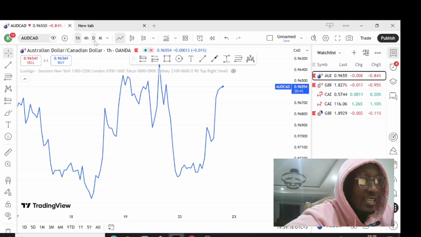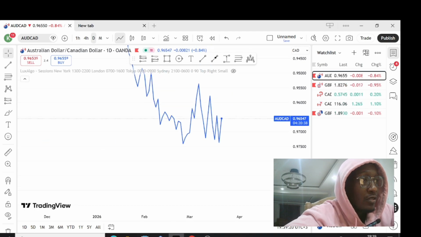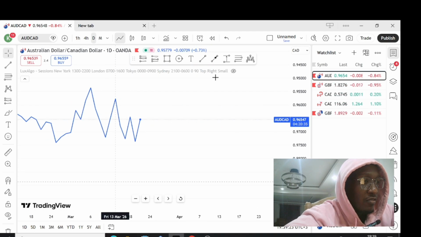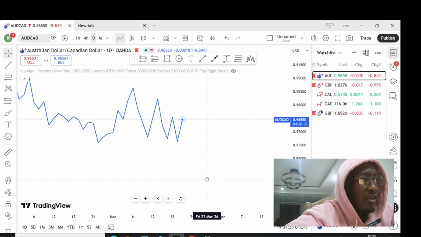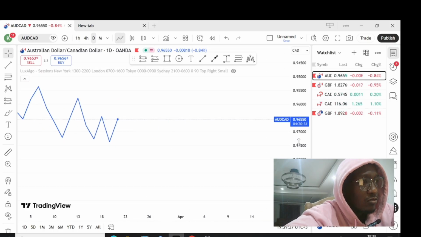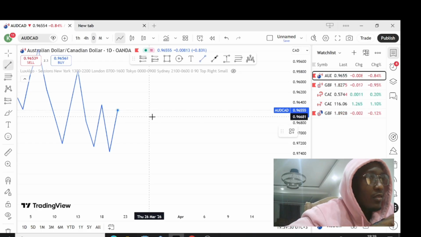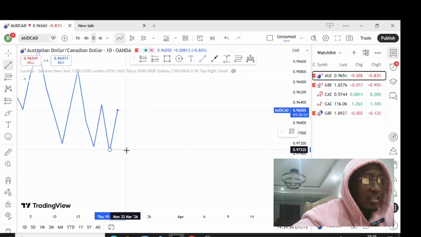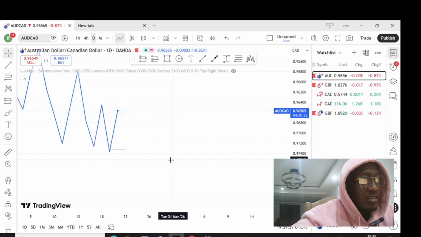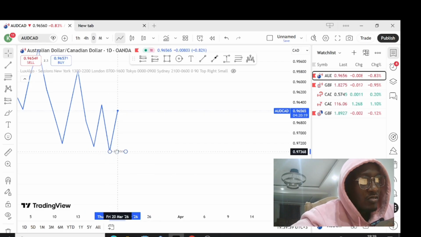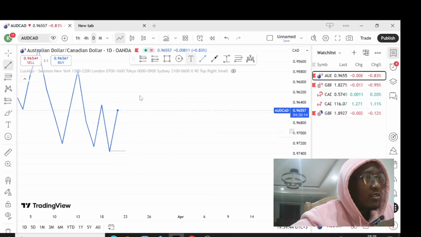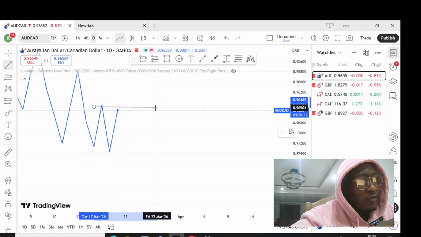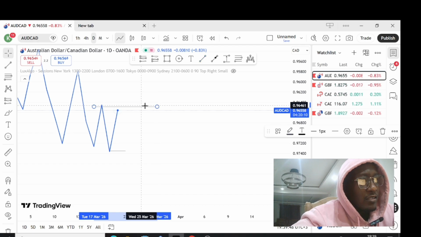I start with the daily time frame. Once I reached the daily time frame, I put a straight line here. Press shift for the straight line, like that. And then I'm pretty sure the TP was somewhere over here, somewhere over there also.